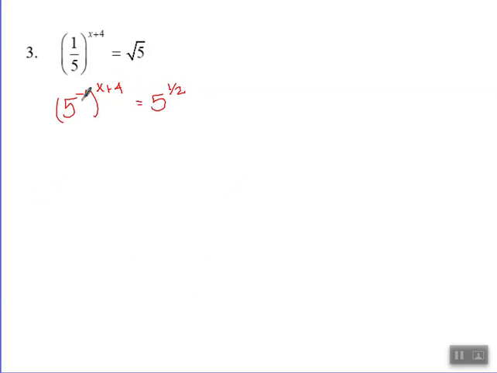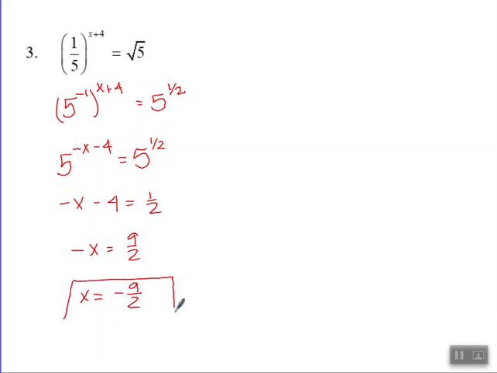Again, we need to use our laws of exponents. We can multiply our exponents on the left side. And now, since both sides of the equation have the same base, we can just look at the exponents and solve. So we get x equals negative 9/2.